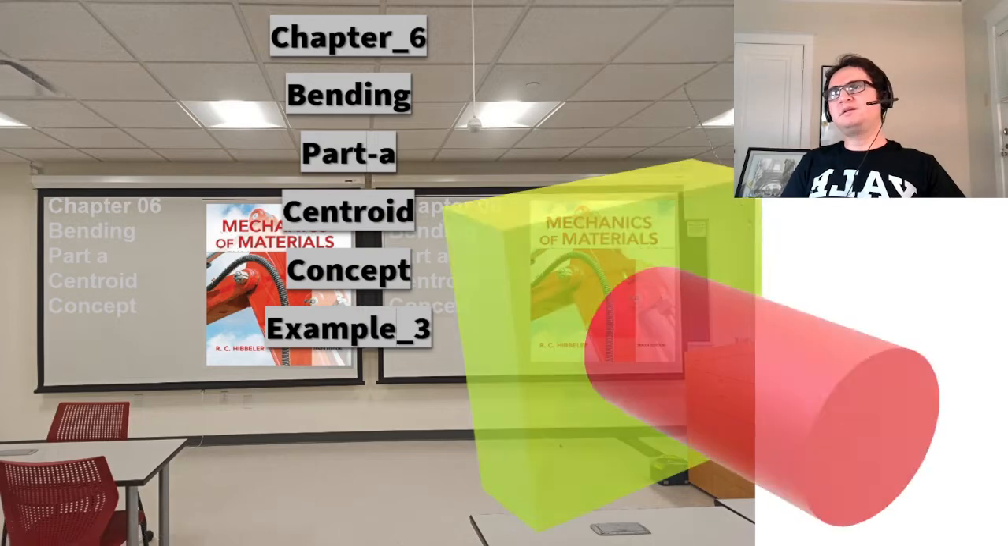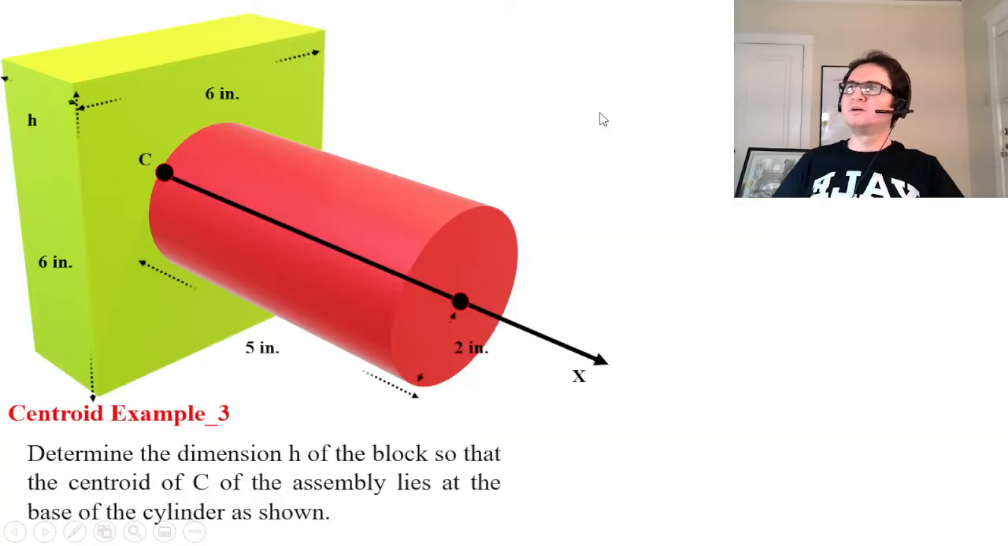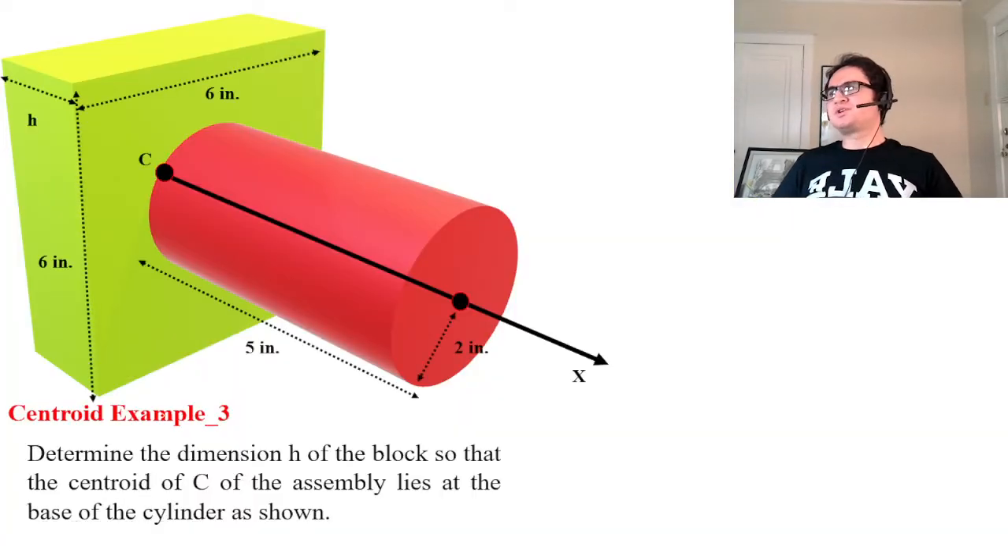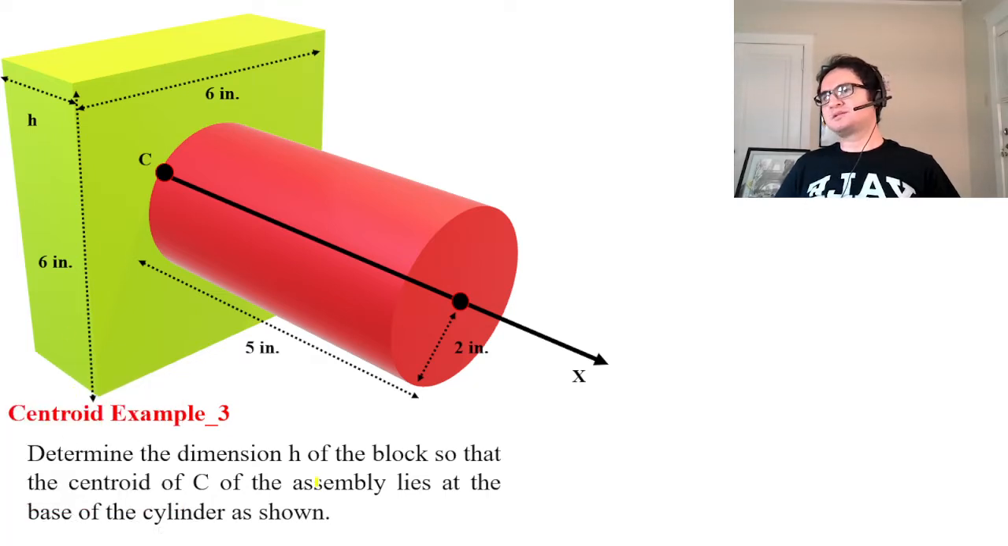Chapter 6 Bending, Part A: Centroid Concept, Example 3. Just assume we have an assembly that consists of two parts, a cylinder and a box. And we want to know what the dimension h is.